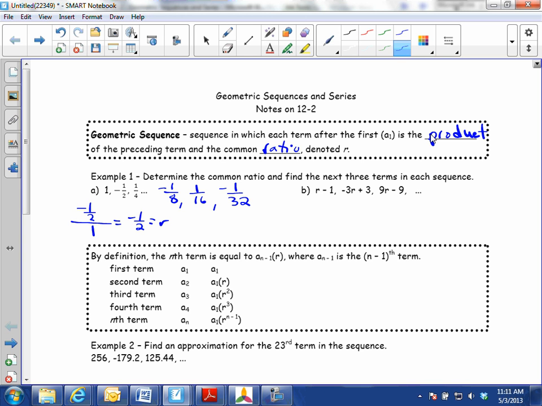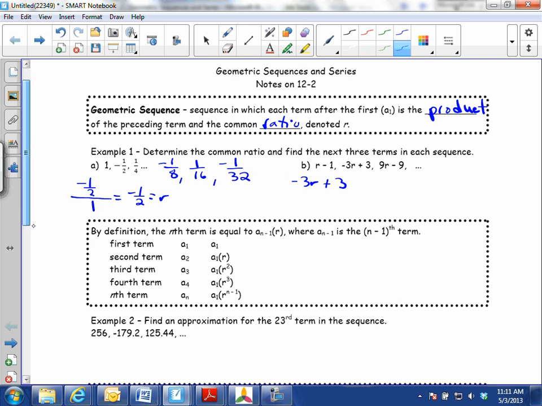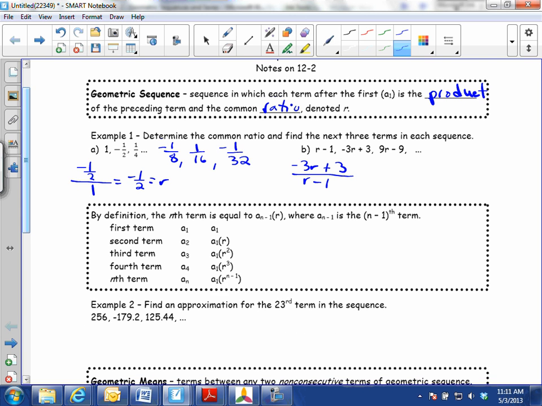Alright, how are we going to find the common ratio on the next one? Okay, what's our second term? Negative 3r plus 3. Okay. What's our first term? r minus 1. So all we do is divide. Second term divided by first term. The r's cancel, don't they? No, that's not correct, we lost the 3. It's not as simple as that.